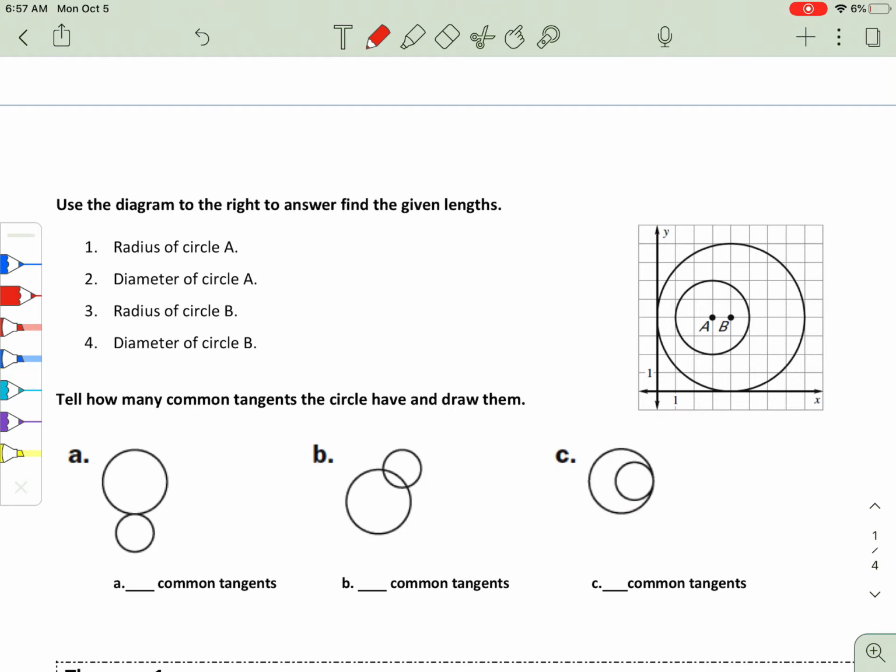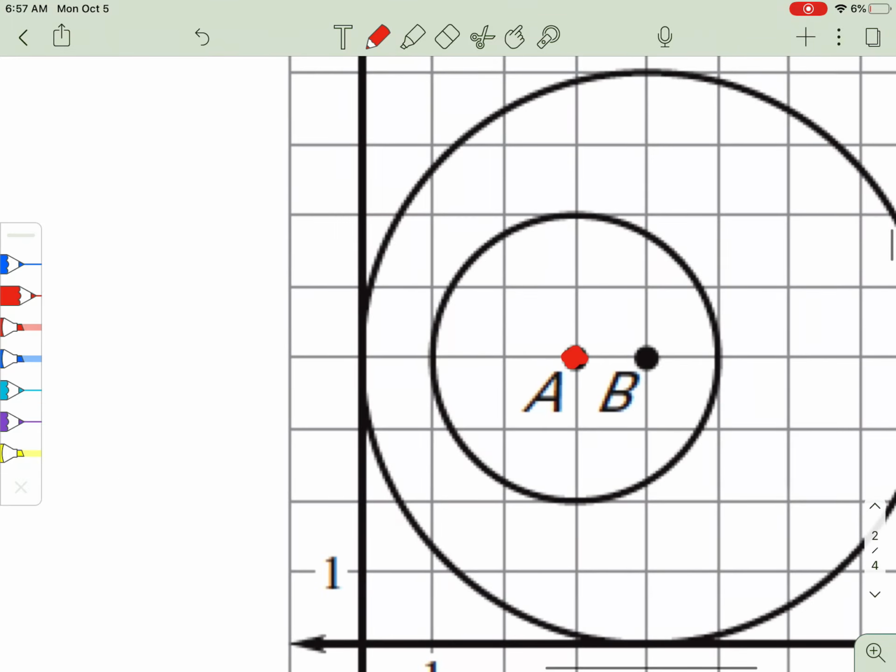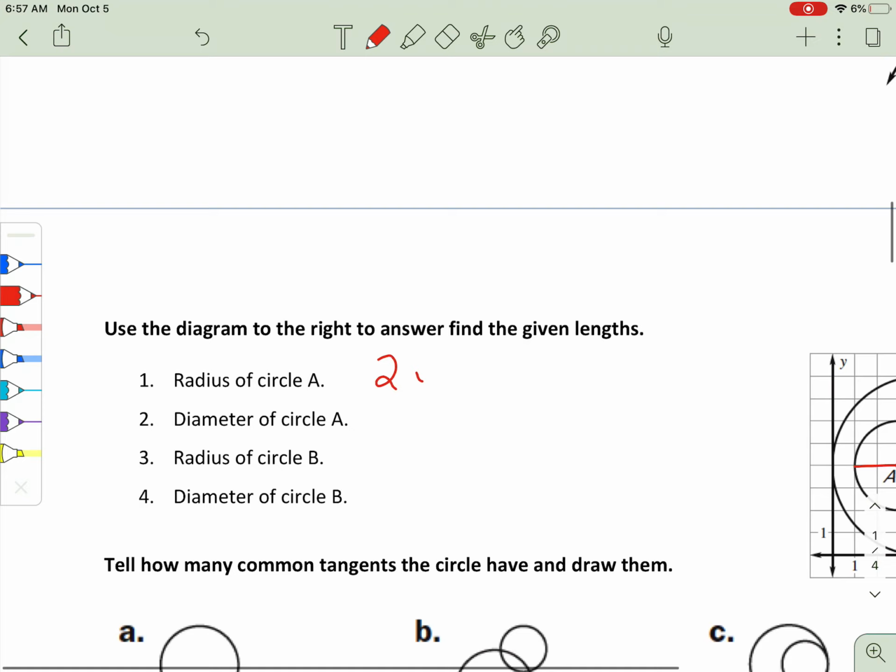So number 1, radius of circle A. Circle A, this has got to be in the center because this has to be equal distance, which it is, so that's 2 and 2. So the radius to the side is 2 units. The diameter then would be double that, which is 4 units.